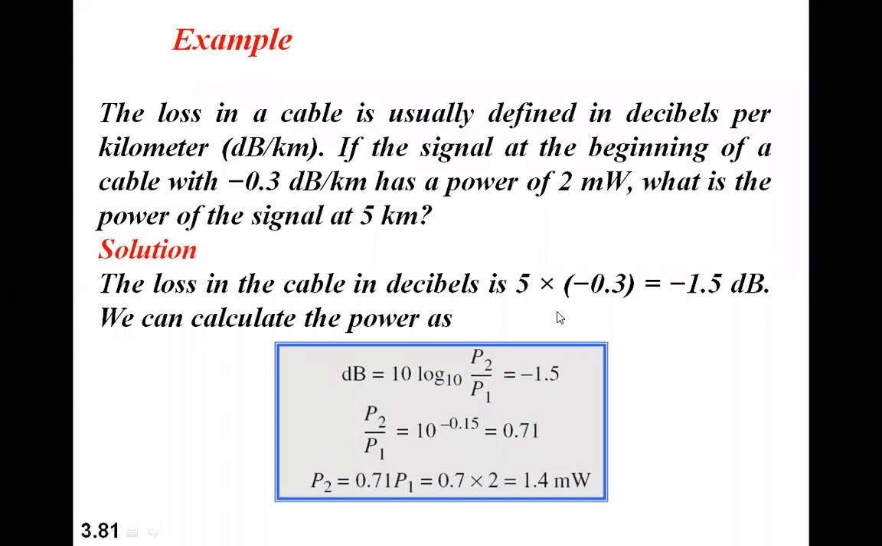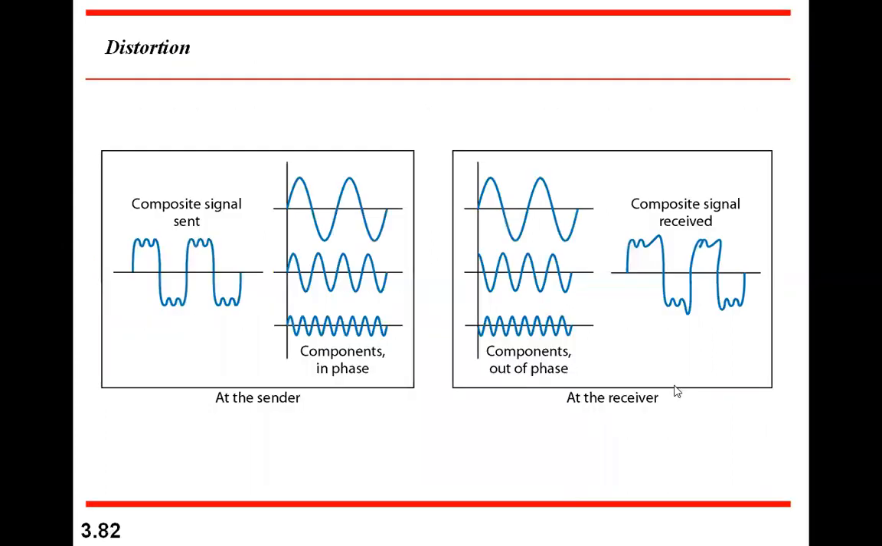So at P2, what is the power? Using this formula, dB equals 10 log 10 of P2 by P1, which is equal to minus 1.5. When you compute this, P2 becomes 1.4 milliwatts. So 2 milliwatt input power has become 1.4 milliwatt. That's how we can compute this. And so the composition, when you decompose it, looks like this.